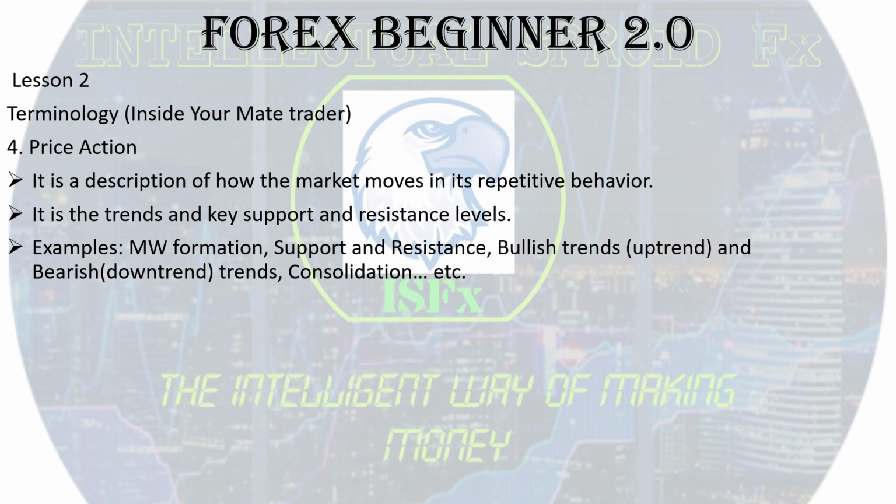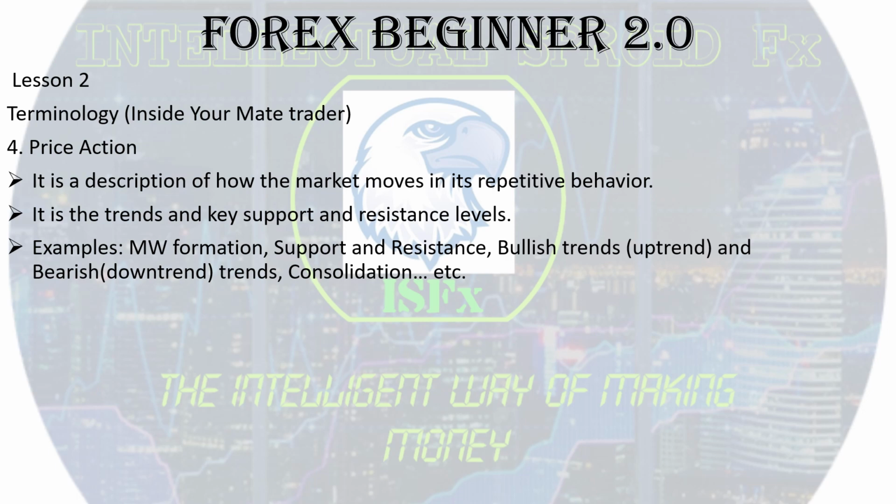Examples of these repetitive behaviors, which we will talk about, and then we'll talk also about more. This is just an example. It is your MW formations, which they like to call the double bottom, the double top, something like that. Your key support and resistance, where you have the huge demand or the huge supply between your daily trading markets, of course.